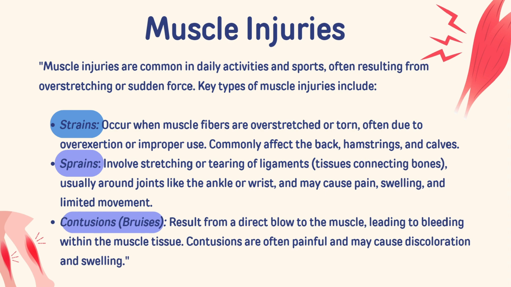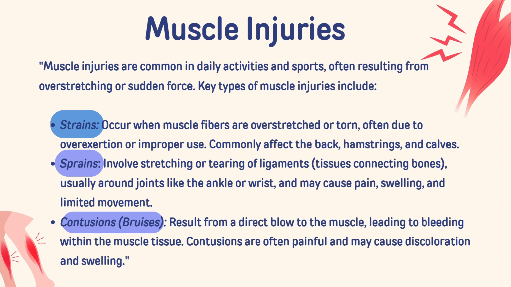So let's get started. Muscle injuries, which I've promised, and there will be more details in the supplementary file that I've shared on WhatsApp. You can find it, as this is a video and you have missed the class, obviously. Muscle injuries are very common in daily activities and sports, like football and basketball, often resulting from overstretching or sudden force. Key types of muscle injuries include strains, sprains, and bruises, or contusions.